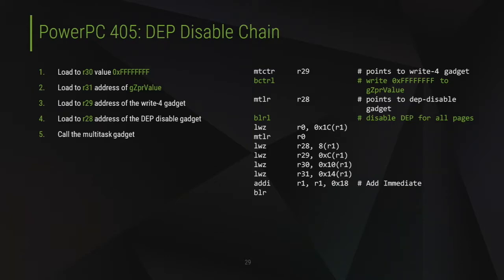In order to make it fit perfectly, use the great multitask gadget. After execution of this multitask gadget, the value FFFFF will be written in the ZPR register, which will allow execution in any of the memory regions and also allow writing in the memory area containing the code.